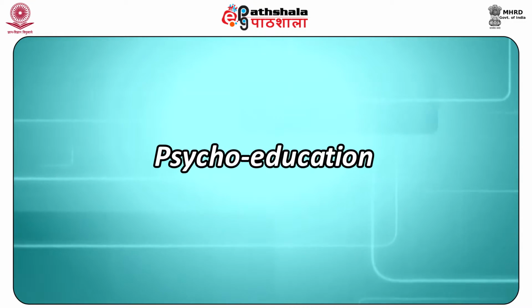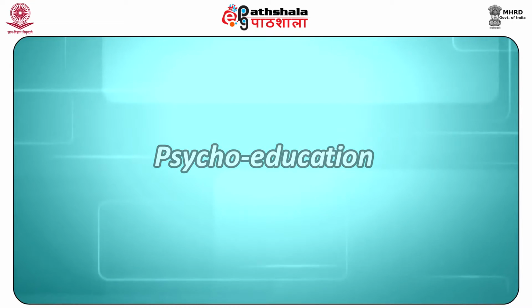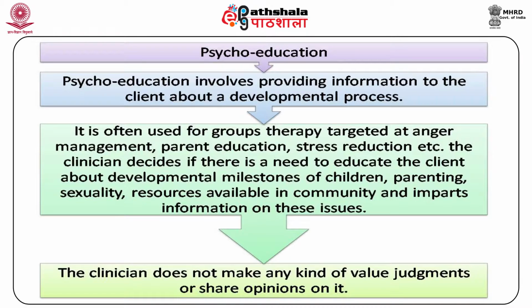Under this, some techniques mentioned are: A. Psychoeducation. Psychoeducation involves providing information to the client about a developmental process. It is often used for group therapy targeted at anger management, parent education, stress reduction, etc. The clinician decides if there is a need to educate the client about developmental milestones of children, parenting, sexuality, resources available in the community and imparts information on these issues.